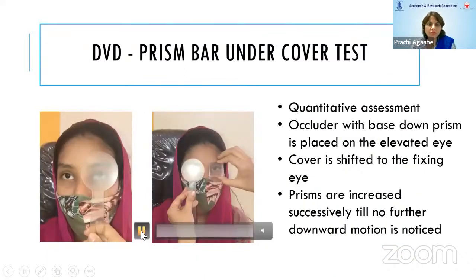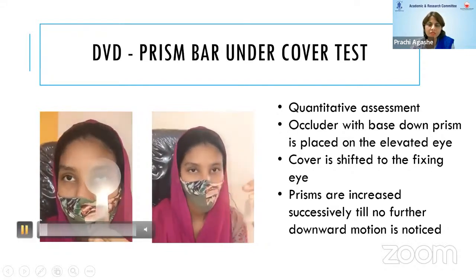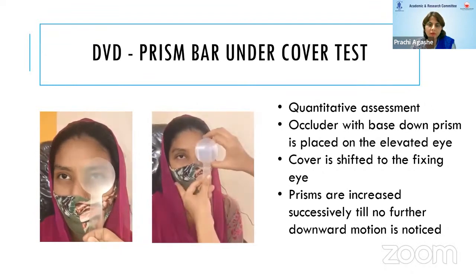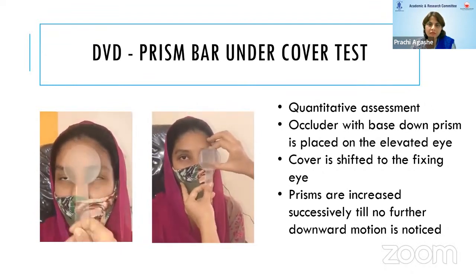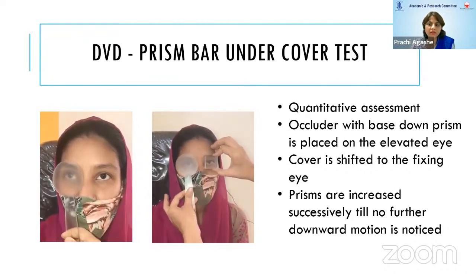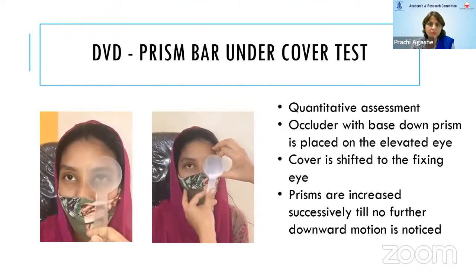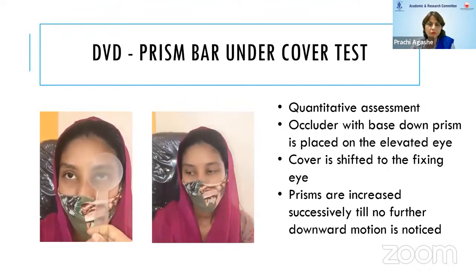Quantification is done using the prism bar under cover test, wherein a base down prism is placed over the elevating eye, and the prisms are increased till the hyper movement is neutralized. Another test utilized is a simultaneous prism under cover test, wherein the occluder as well as the prisms are brought simultaneously to neutralize the deviation.